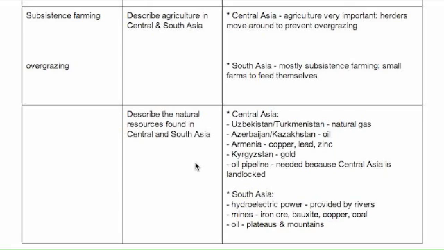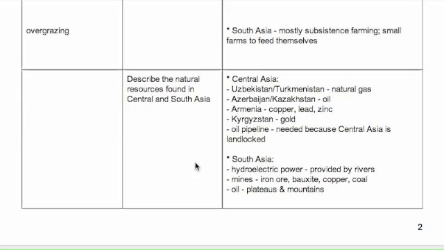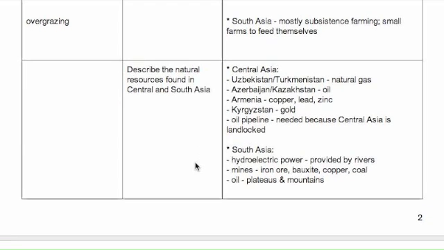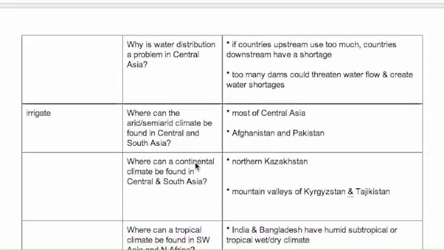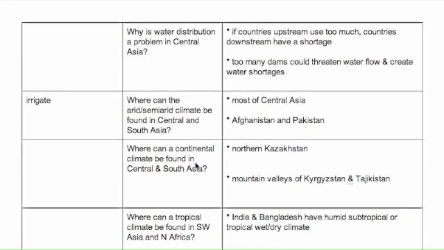Southern Asia is also rich in resources. Rivers provide hydroelectric power. Mines in the plateaus and mountains produce iron ore, bauxite, coal, and copper. And petroleum and natural gas are found in the plateaus and mountains, as well as offshore. These resources support manufacturing in India and Pakistan. And our last natural resource is water.